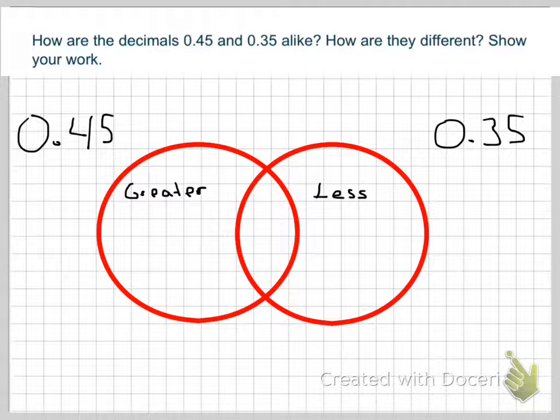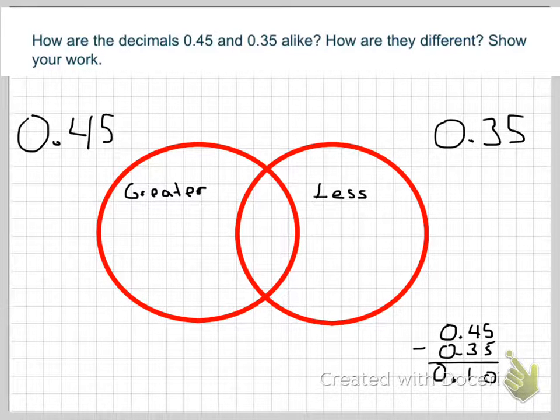Now the other thing, though, is there's only a small difference between these 2 numbers. If I go ahead and subtract them over here, I'm going to notice that 5 minus 5 is 0, 4 minus 3 is 1, there's my decimal, and 0 minus 0 is 0. So there's only a 1/10 difference between the 2. So that's something I can put on both sides. 1/10 difference.